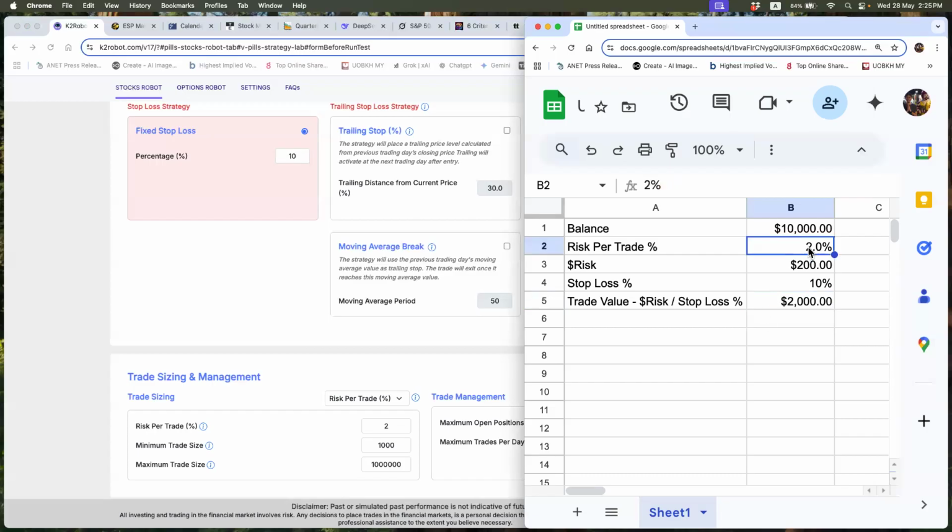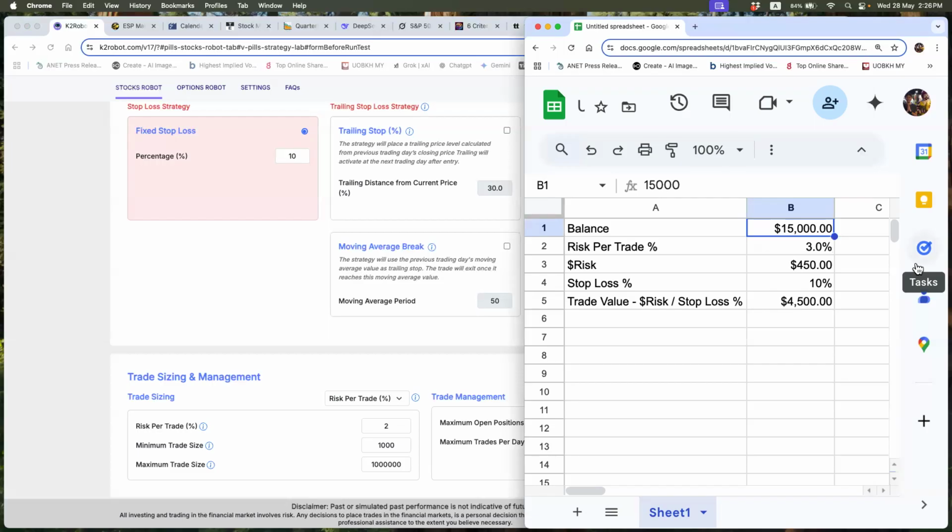Now, if you do it to 3%, you can see that it will be 3,000 for each trade. Also, the trade value increases to 3,000 if you use 3%, having a balance of 10,000. Let's say you have a balance of 15,000. At 3%, it means every trade you're going to lose $450. Then your trade value for a trade will be 4,005. That's quite a lot, right? 4,005.